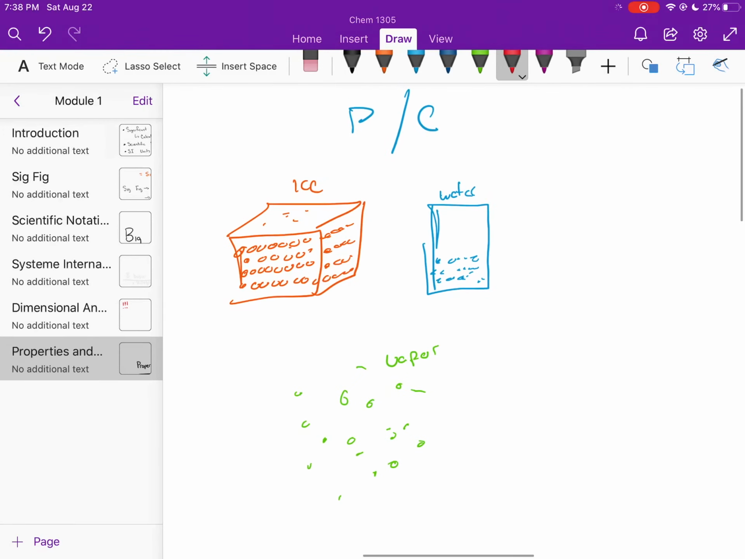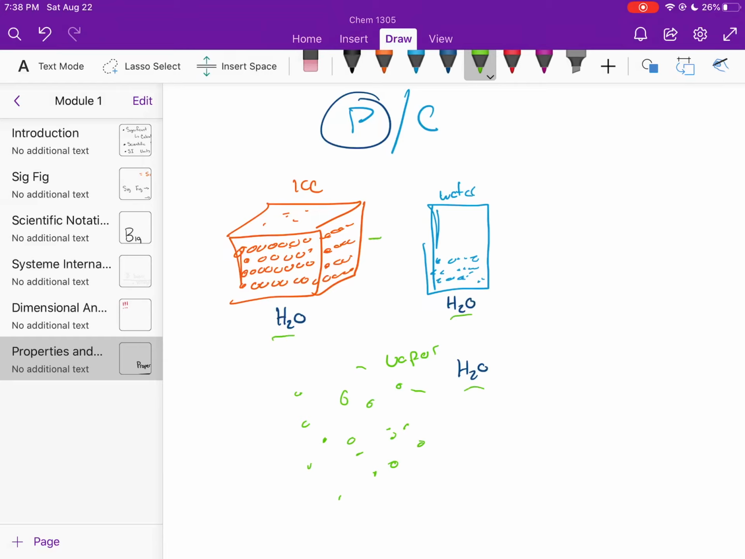So let's talk about this. You got ice, water, and some steam or vapor, whatever you want to call it. Are these physical or chemical properties? Well, they're physical. Even though there's different states of matter, essentially, they're all the same thing. And that's what I mean, right? Because at its core, it's all H2O.